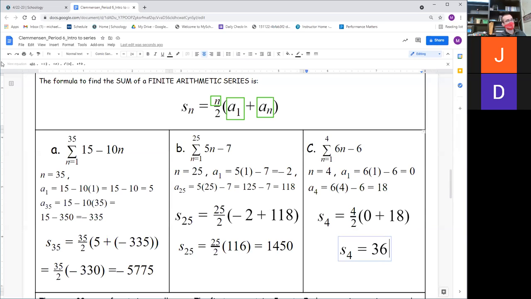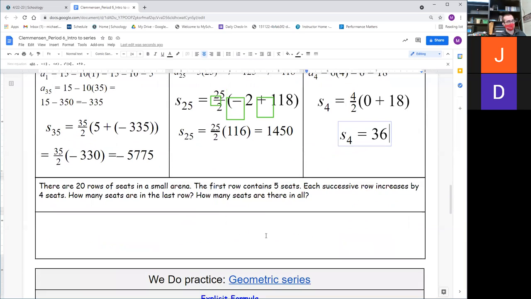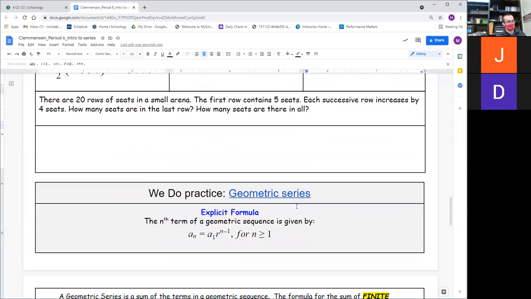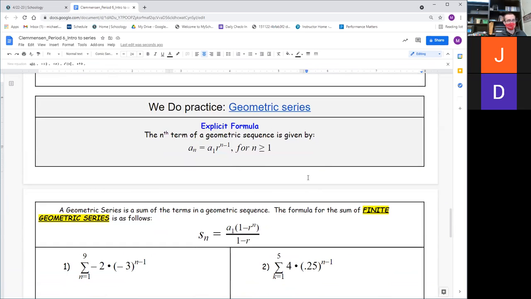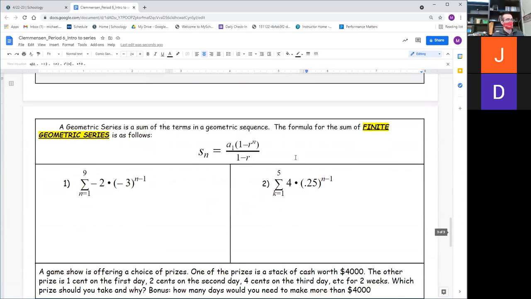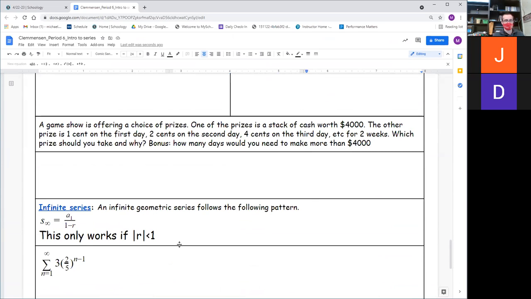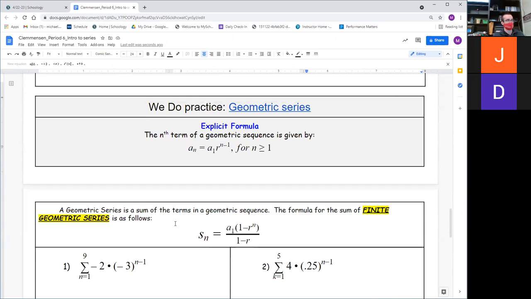Let's move down a little bit. We're going to skip the word problem for now. We're going to get to that in a little bit. I want to make sure that we have enough time to complete the geometric series section as well as my infinite series section. Those are the two main things we're going to go over.